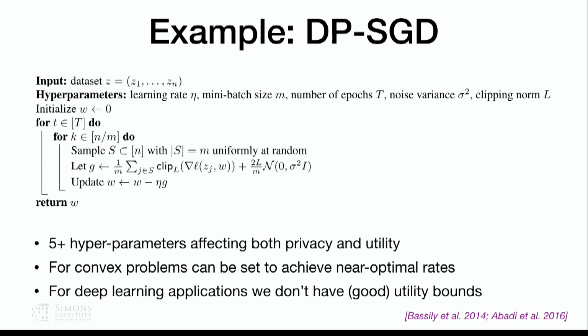So we end up with algorithms that have a relatively high number of hyperparameters, right? For example, in this simple setting, we at least have 5 hyperparameters. We have the learning rate, we have the mini-batch size, number of epochs, noise variance, and clipping norm. And we know, for example, from Vasily et al., that the theory gives us a nice way to tune these hyperparameters to achieve near optimal rates in terms of some notion of utility when the optimization is convex.